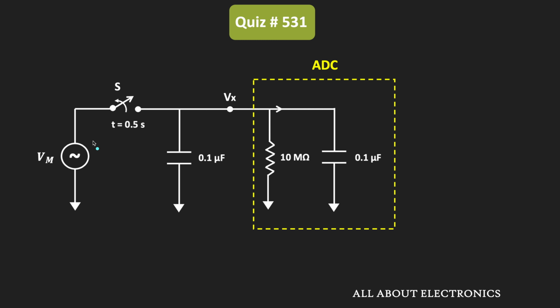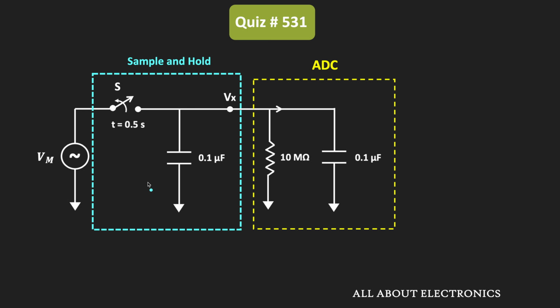Now if we see this switch and the capacitor, it is nothing but the sample and hold circuit. Whenever the switch is closed, the sample and hold is in the sample mode and the voltage across this capacitor is the same as the input signal. Whenever the switch gets opened, whatever voltage is appearing across the capacitor will be applied to the ADC. That is the hold mode, and during this period the ADC can take the reading. But anyway, here we have been asked to find the output of the given circuit at time t equal to 1.5 second.